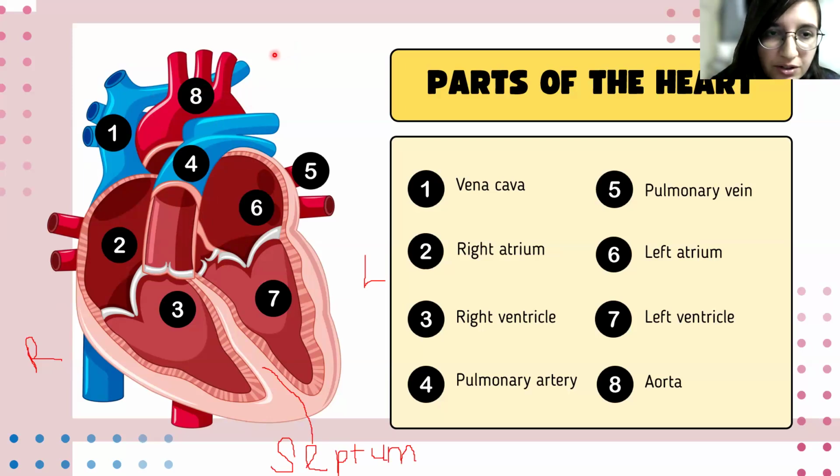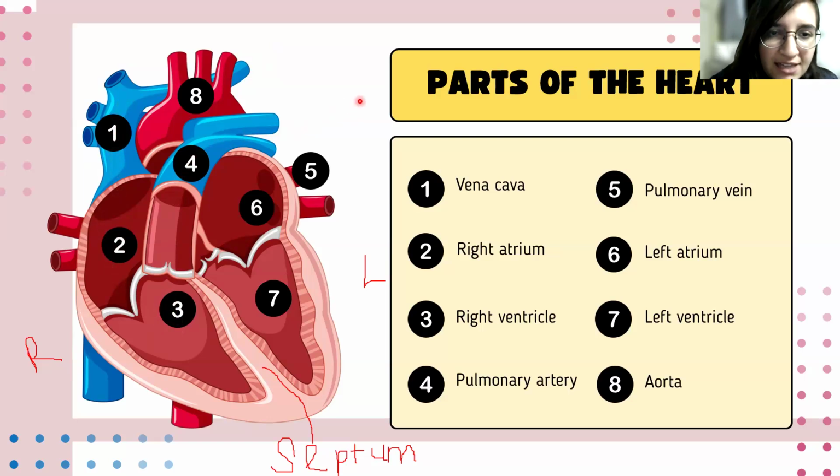So the blood will go to the heart through this number one, the blue one. It's called the vena cava. It has run out of oxygen. So it goes through the vena cava into the right atrium. From the right atrium, it goes into the right ventricle. Number three, ventricle. From the right ventricle, then it goes in through the pulmonary artery. And from here, it will go to the lungs where it can get oxygen.